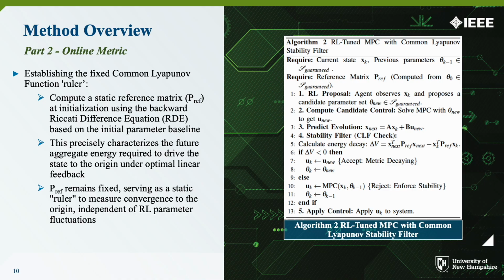Next, we establish our static ruler for the online filter. At the start of the operation, we compute the static reference matrix P_REF using the backward RDE based on the initial parameter choice. This matrix precisely characterizes the baseline energy required to drive the state to the origin under linear feedback. Because P_REF remains completely fixed, it allows us to objectively measure convergence to the origin entirely independently of the dynamic parameters the RL agent is proposing.